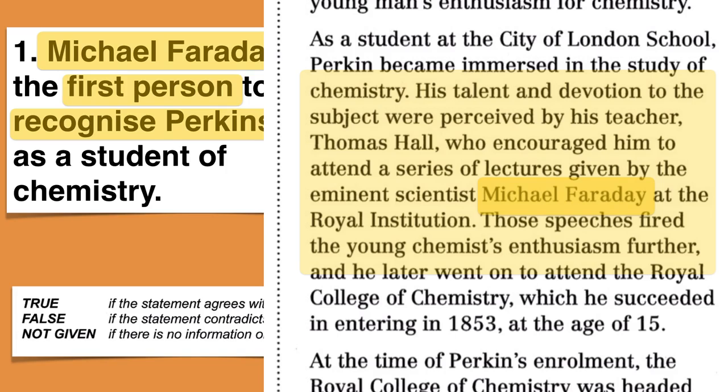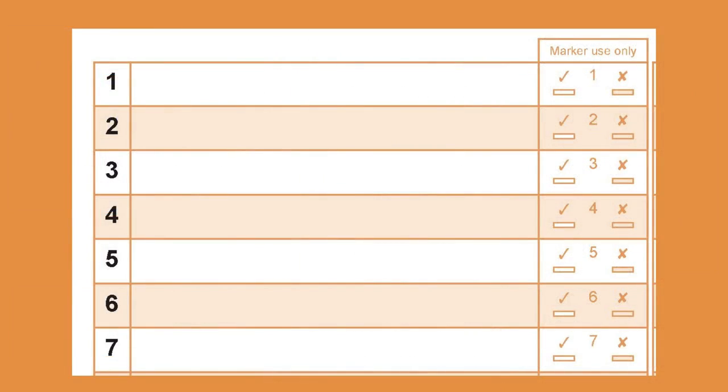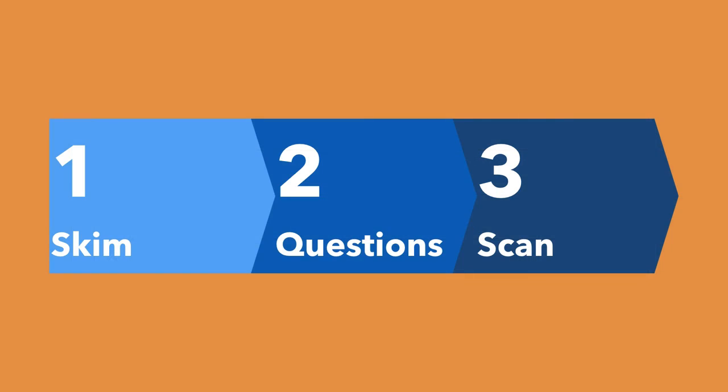So Thomas Hall was the first person to recognize Perkins' ability because he perceived Perkins' talent. And I assume he was the first person because it was at school. So it was Thomas Hall. So actually the answer is not not given. The answer is false, because it was Thomas Hall who was the first person to perceive Perkins' ability, not Michael Faraday. Okay, so I've written down the answer on the answer sheet. So there you are. That's how you do it.